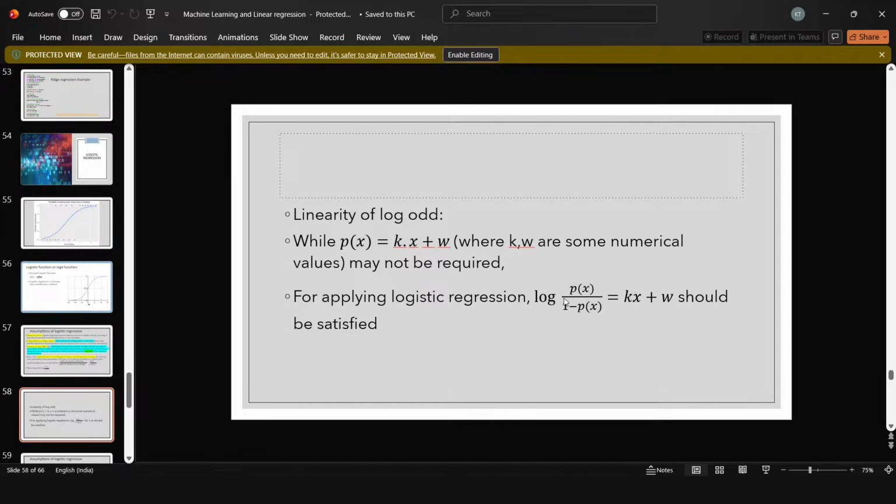This is basically saying that this term and the x term are linearly related. That is what this means. It is a linear combination of this x and this term, this y. This is the log odds term. If you compare it with the linear regression model, it would be similar. This was y and this was kx plus the error term and bias term. k was the slope. Here instead of y, we are writing log of p of x by 1 minus p of x. That's it.